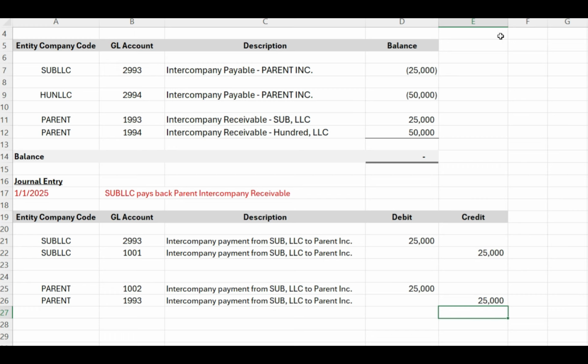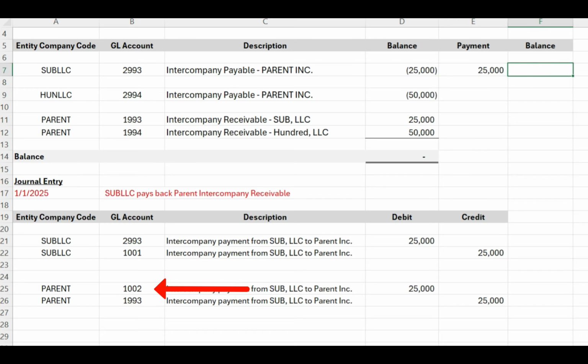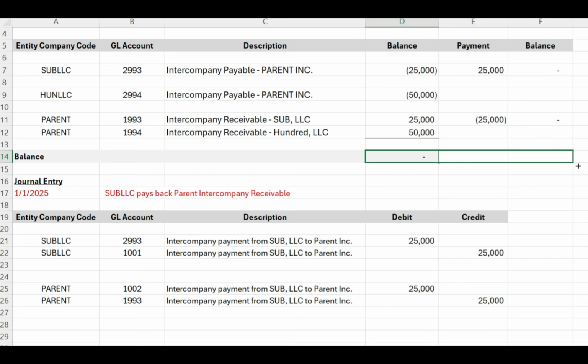So Sub LLC in this situation is sending money from their operating account, GL 1001. They're sending $25,000 from that account. They're going to zero out their intercompany payable to the parent, and then the parent is going to get that money. It's going to transfer into the parent's operating account, 1002. And they're going to offset the intercompany receivable from the subsidiary. At the end of the day, the intercompany balance between these entities is 0. You don't even have to worry about eliminating them at this point. And that is how you would settle intercompany balances between sub and parent, or between different entities.